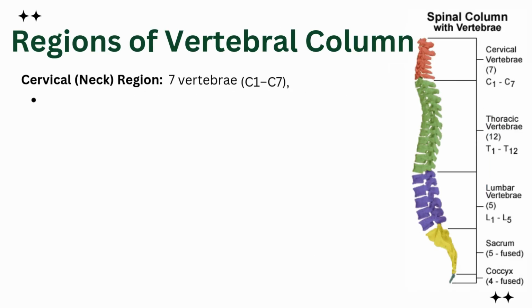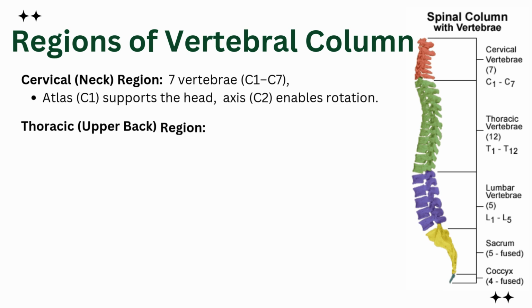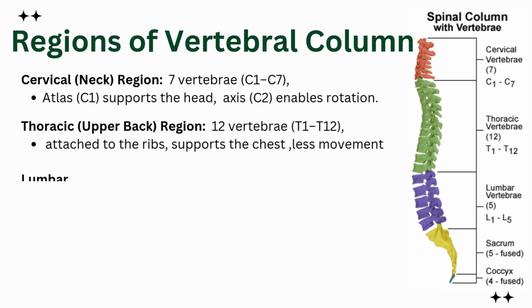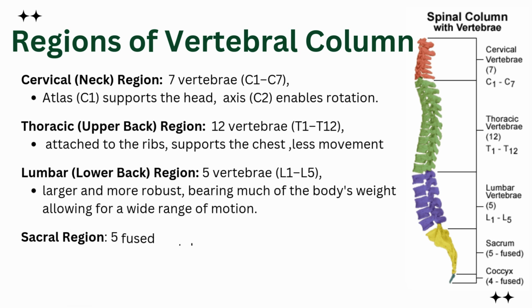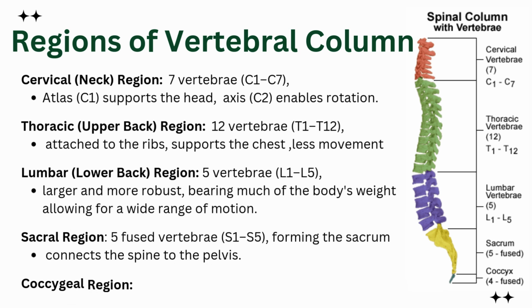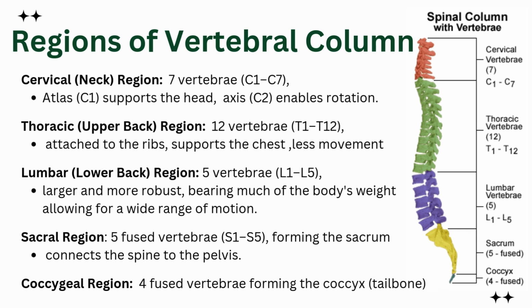The vertebral column is divided into 5 regions. Starting with the cervical or the neck region, it comprises of 7 vertebrae C1 to C7, with atlas being the first one, C1, supporting the head, and axis, which is C2 or the second cervical vertebrae, enabling rotation. Followed by this is the thoracic or the upper back region, which is made up of 12 vertebrae T1 to T12 attached to the ribs, providing support to the chest with limited movements.